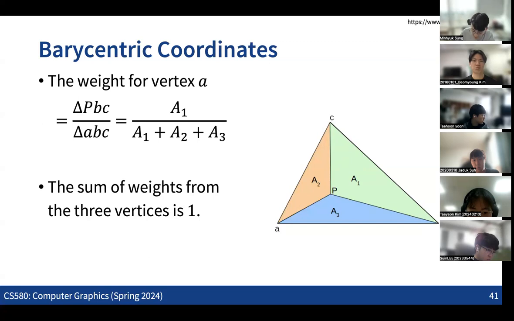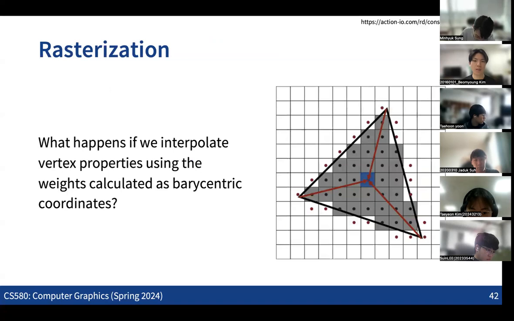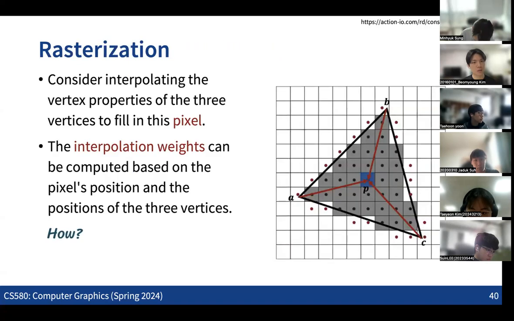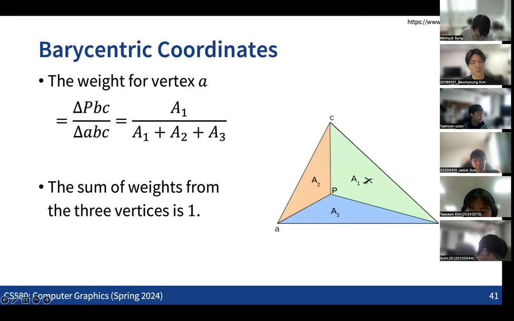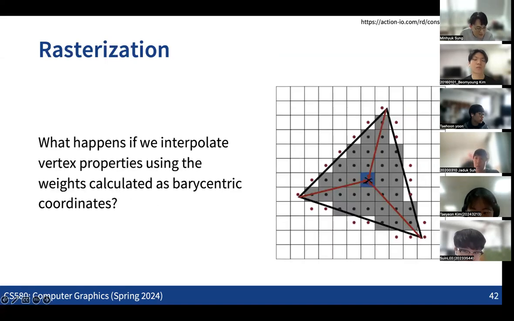So this sounds like, once we have three vertices in the 2D plane, and if we specify any point here, then for a pixel inside of this triangle, we can calculate the barycentric coordinates as the weights for the interpolation. Then we can calculate the combinations of the vertex properties. So that will be a simple process, right? This sounds like what we can see in rasterization, but it turns out that this is not exactly the step that we are doing in rasterization.